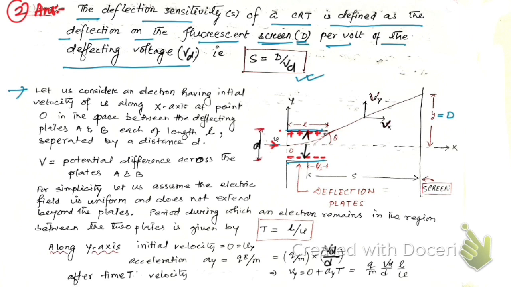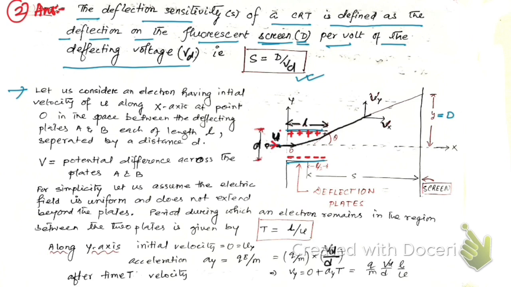So hope you have understood this. Now when one electron enters and goes between these two plates, the negatively charged plate will deflect it in this way. Suppose u is the initial velocity with which it is entering between the plates in the electric field, and let the length of these two plates be L.